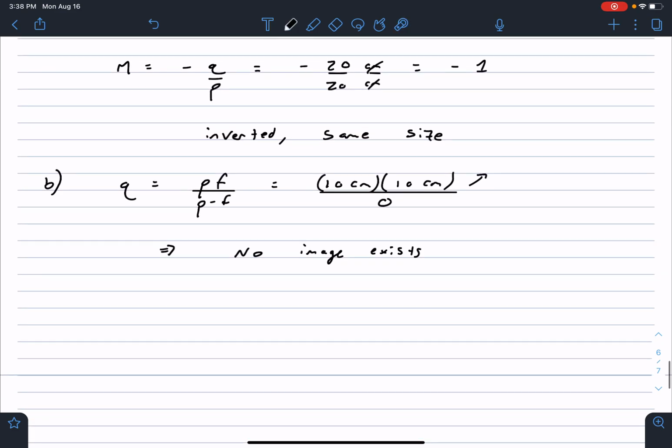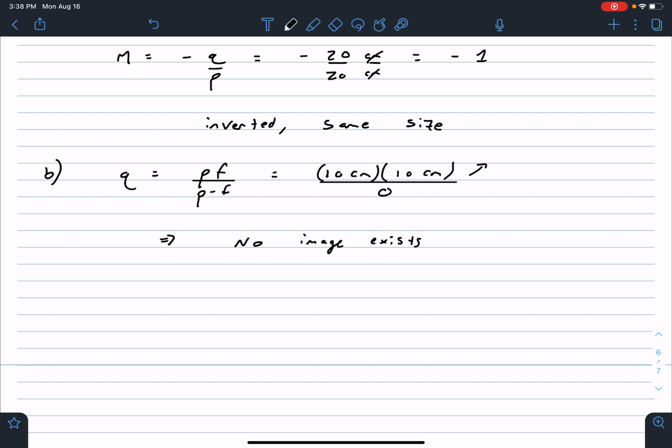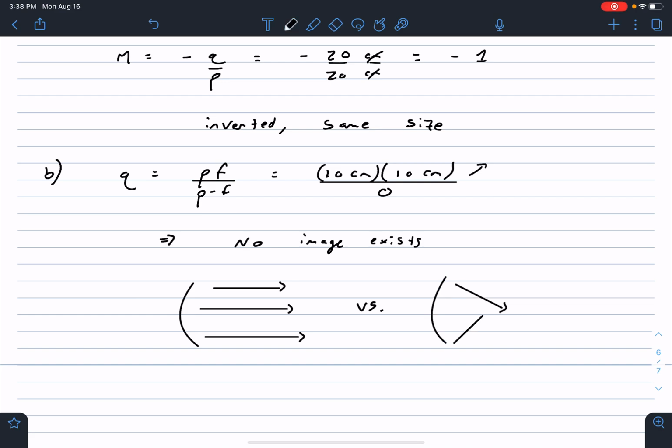So what happens is we end up getting parallel rays emerging from the lens. So whatever the shape, we have parallel rays coming out this way, as opposed to rays coming here, intersecting and forming an image. So this is the case for B.